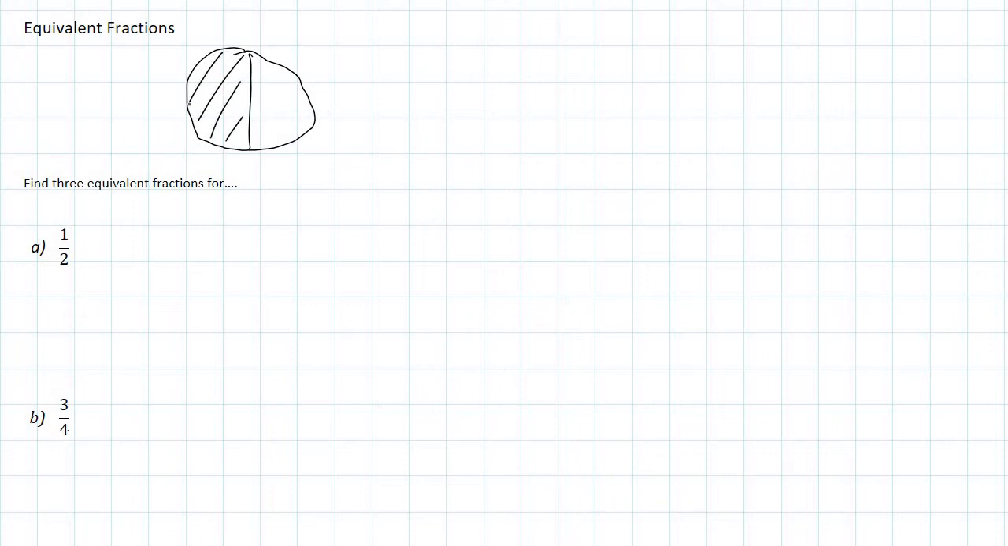Okay, now if I cut that again in 2, so I've got a half, but you can see there it's also 2 bits out of 4. Okay, and I could cut all these pieces into half again. Okay, and then I've got 4 bits out of 8.